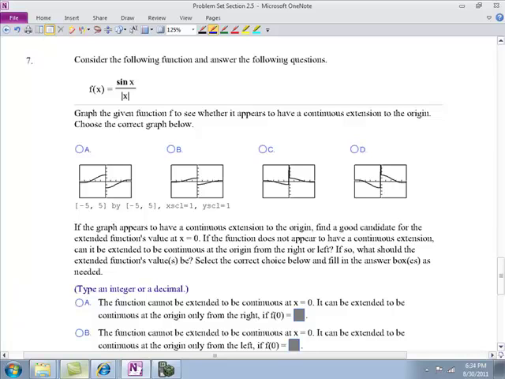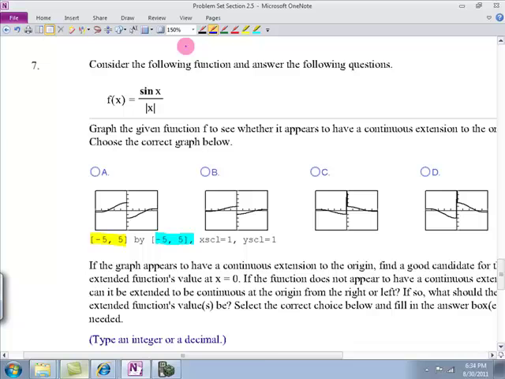Consider the following function and answer the following questions. All right, so we've got sine x over the absolute value of x. So you might want to throw that in your calculator so that you can figure out which graph this looks like. And notice that your window is negative 5, 5. That's your x-min and max, and here's your y-min and max.